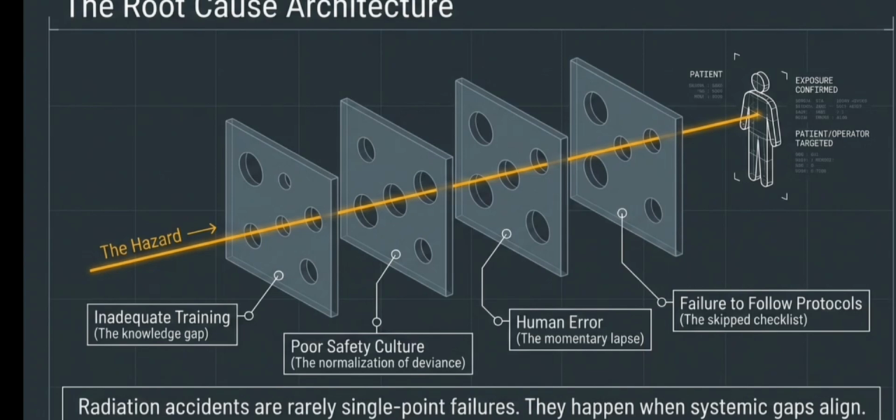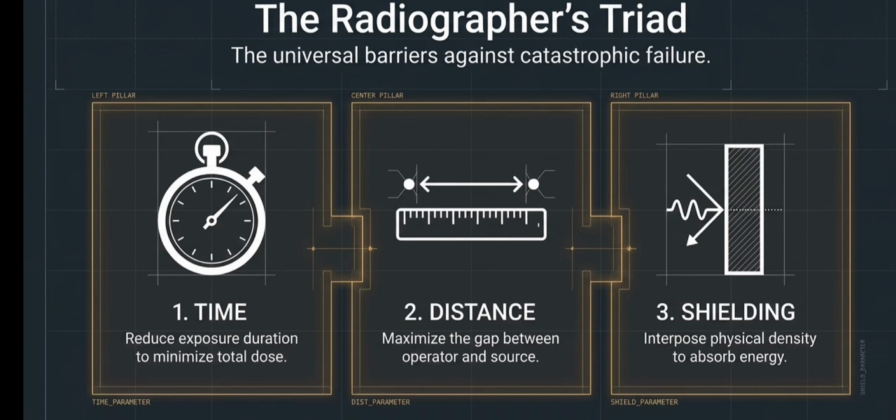When we analyze the root cause architecture of these events, we see that radiation accidents are rarely a single point failure. Rather, they follow the Swiss cheese model. A hazard only reaches the patient or operator when systemic gaps align. These gaps include the knowledge gap from inadequate training, the normalization of deviance in a poor safety culture, momentary lapses that cause human error, and skipping checklists, which represents a failure to follow protocols.